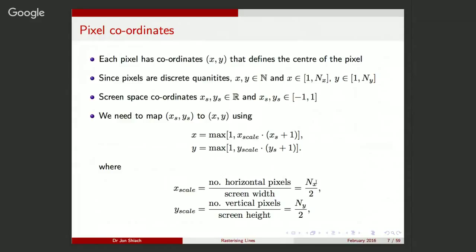We have this max here, both of these are the maximum of between 1 and that pixel, because this can give you a zero value. We can't have a zero pixel, our pixels start at one, so hence we have that max term there. So this is mapping from your actual vector coordinates to your pixel coordinates.